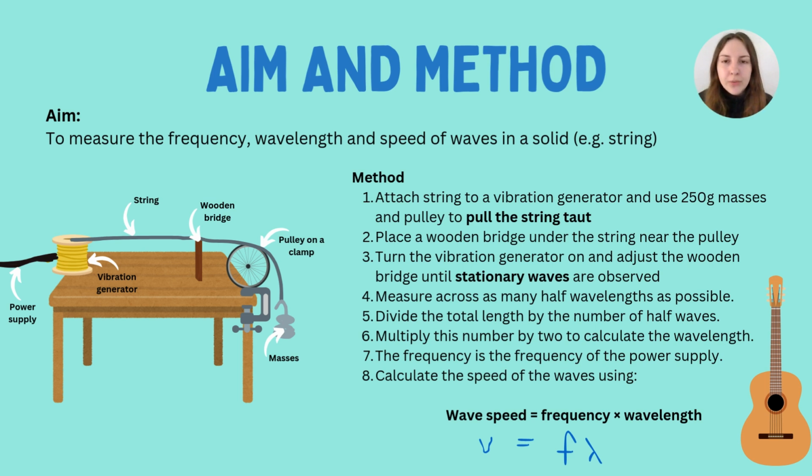So what you want to do is attach the string you're using to the vibration generator, and place some masses at the end of the string. A few 100 grams of masses, 250 grams, something like this. And this will keep the string really taut, because that's the way you need to do this experiment. The string needs to be nice and tight so you can see those waves that are being produced.